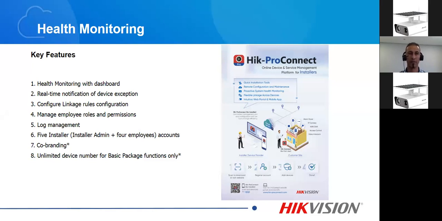Like I mentioned, we have real-time notifications of the devices. So in the event a device physically goes offline, we'll be able to receive that notification within 2 to 3 minutes. Okay. Any other statuses like hard drive failures or anything else, we'll receive those notifications within the first half an hour, right? We'll then also be able to configure linkage rules and configurations.